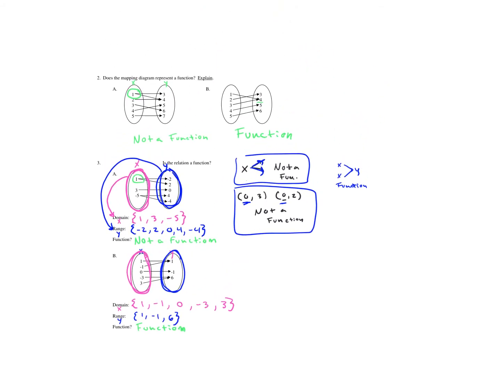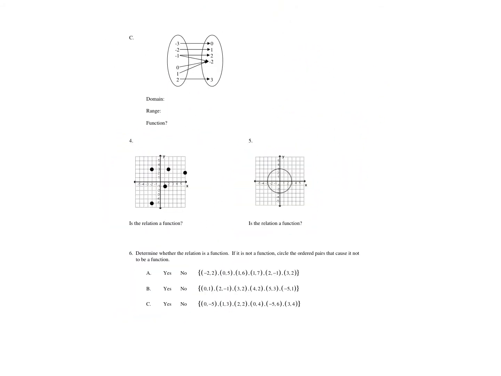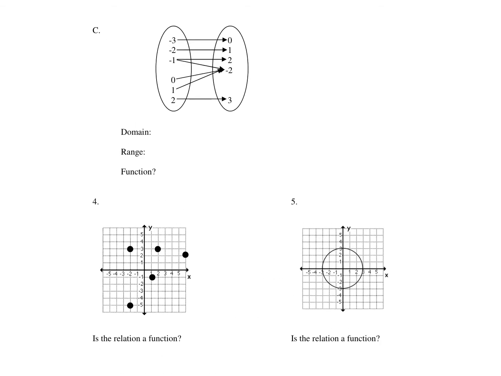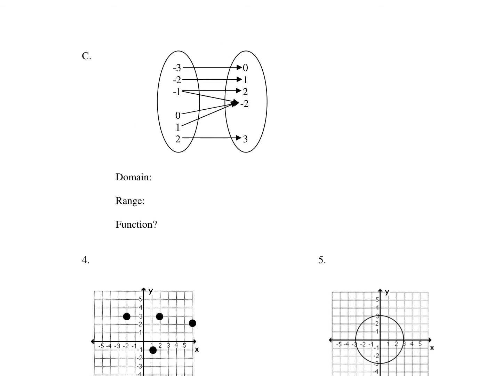All right, let's go to the next page. So looking at C, is it a function? Raise your hand if you think it's a function. Raise your hand if you think not a function. It is not a function because you have two arrows coming out of one x. So this would be not a function.